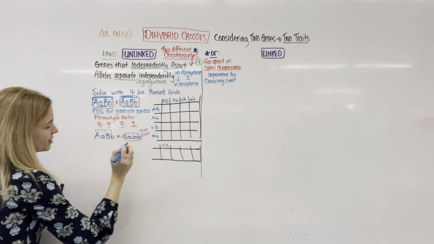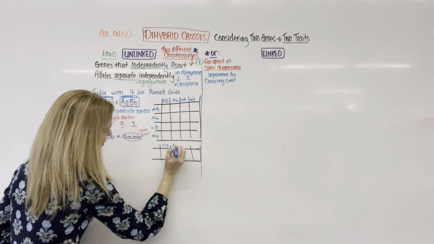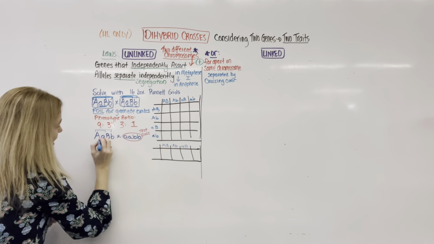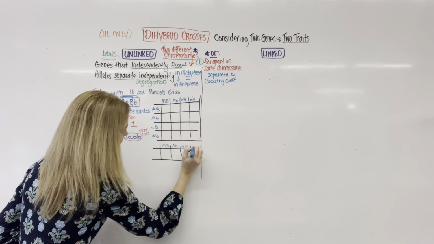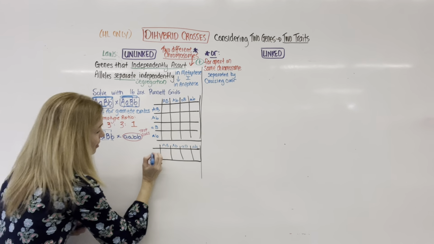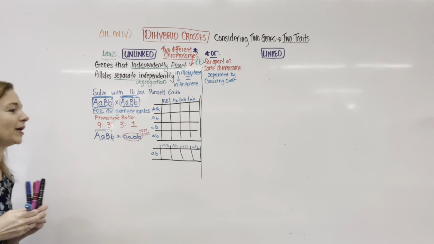Outside letters, big A, little b. Inside letters, little a, big B. Last of each, little a, little b. We don't really need to FOIL the other one. If you FOIL it, you're just going to get that they're all little a, little b.